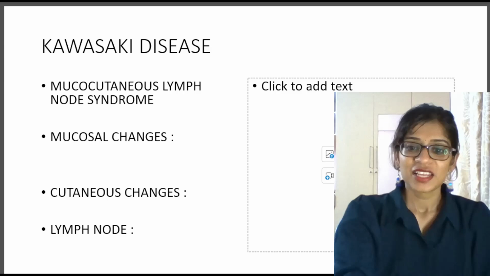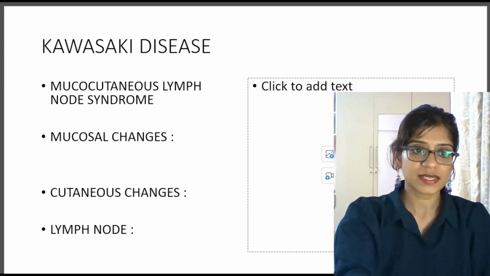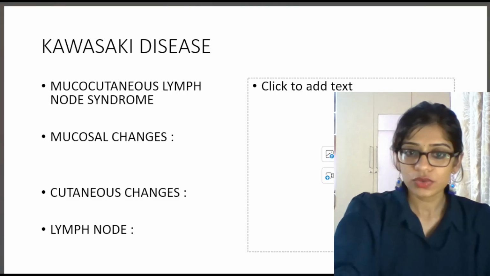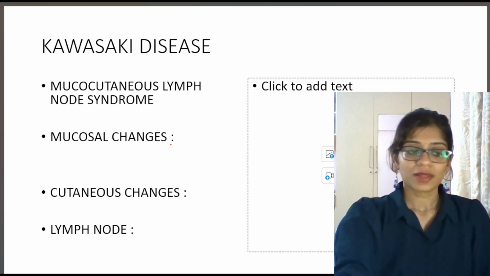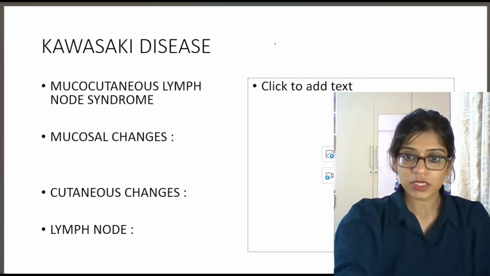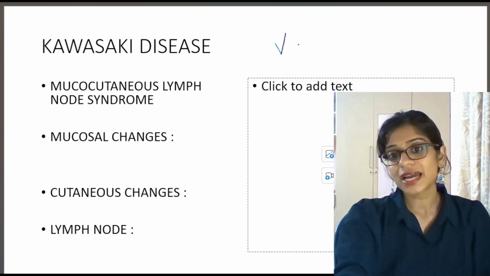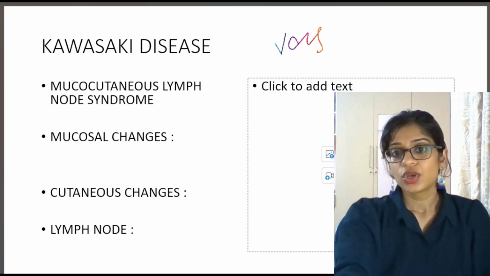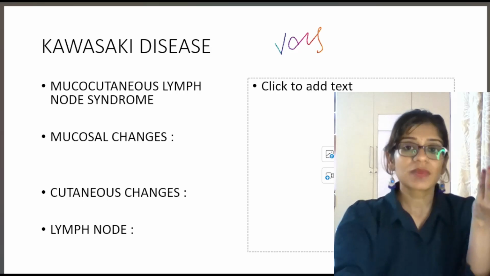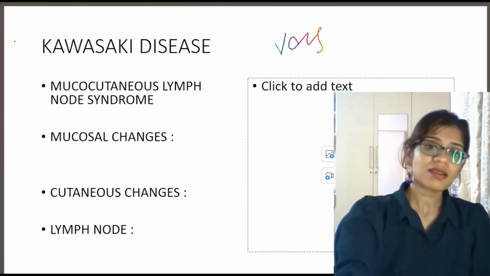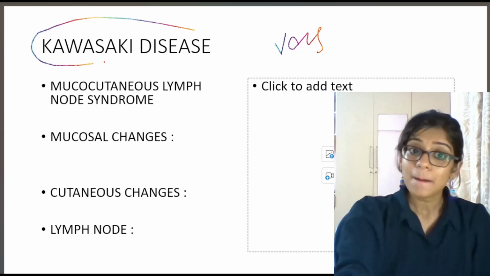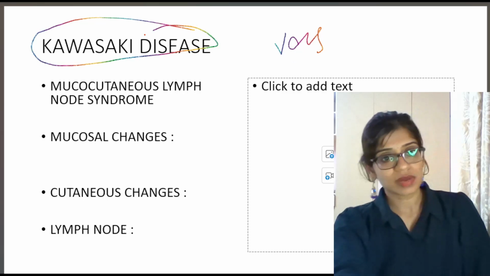So today's topic is Kawasaki's disease. Tell me guys what you know about Kawasaki's disease. This is a vasculitis, okay? So what are the different kinds of vasculitis that you know? Small vessel vasculitis, medium vessel vasculitis and large vessel vasculitis. Kawasaki's disease comes under medium vessel vasculitis.